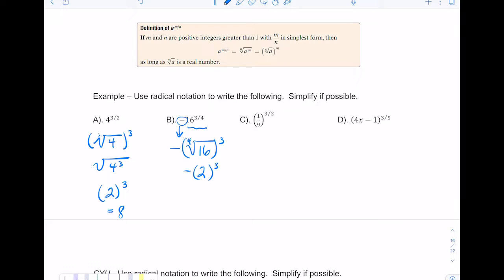And remember, order of operations tells me I have to take care of powers first before multiplying by anything. 2 to the third is 8, so we get -8 for our answer.